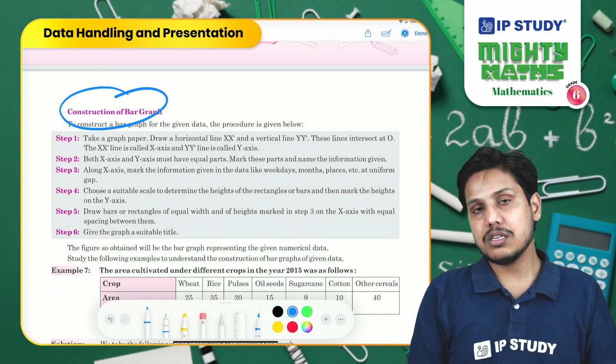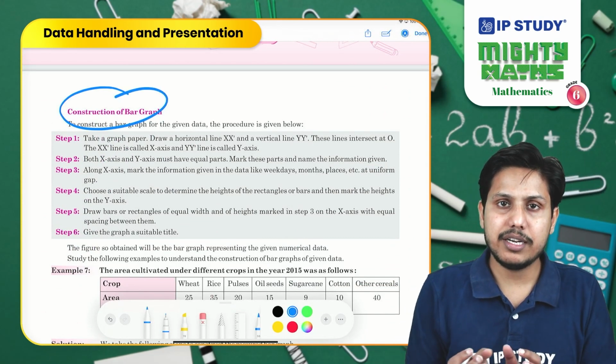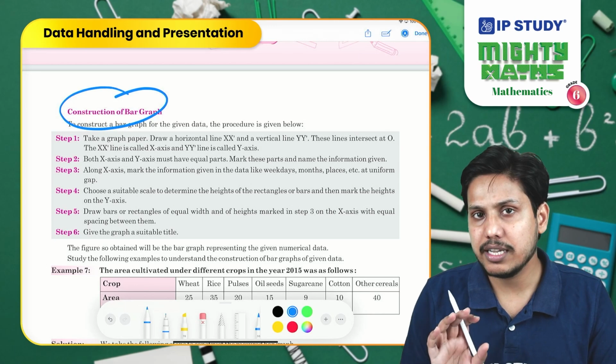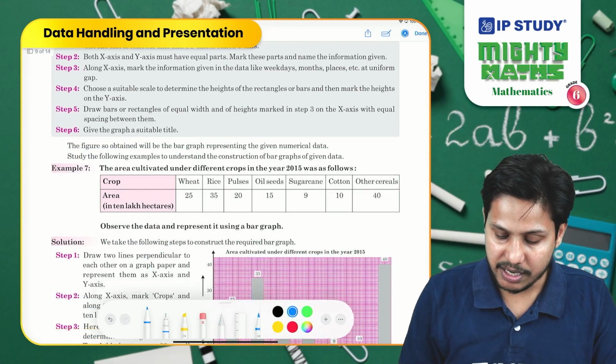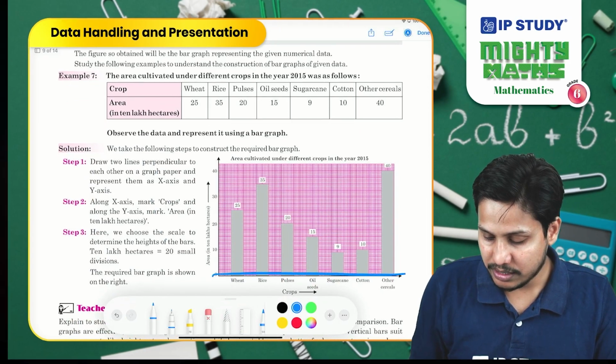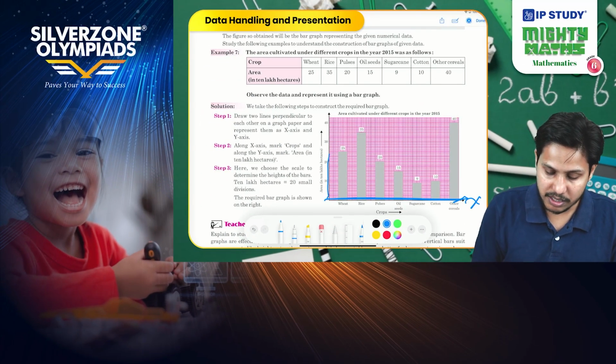Constructing a bar graph is quite similar to interpretation, but there are some steps that we need to follow. First of all, take a bar graph like this, and we have to draw two axes. One will be the x-axis and the other will be the y-axis.